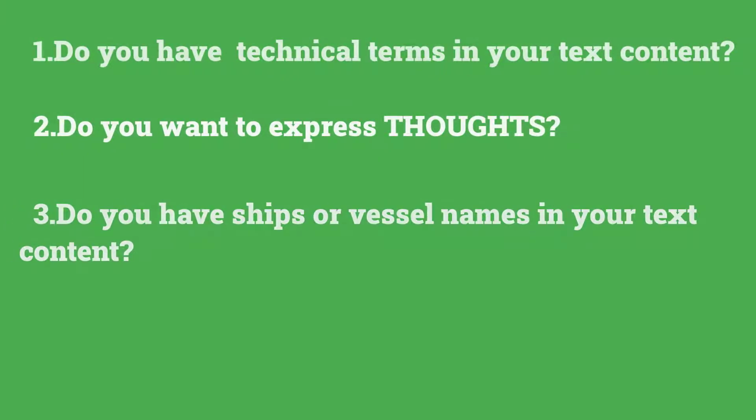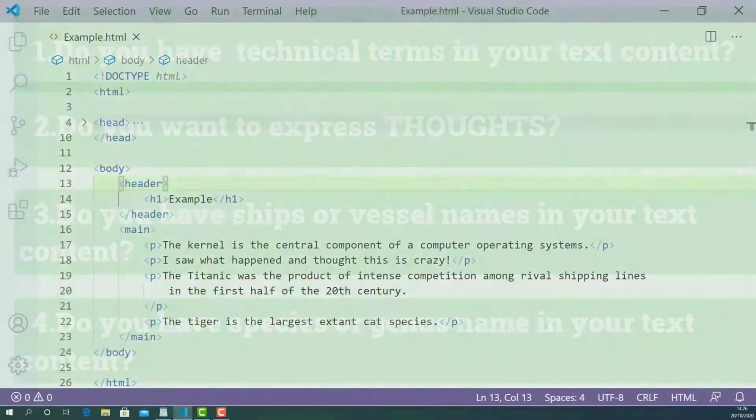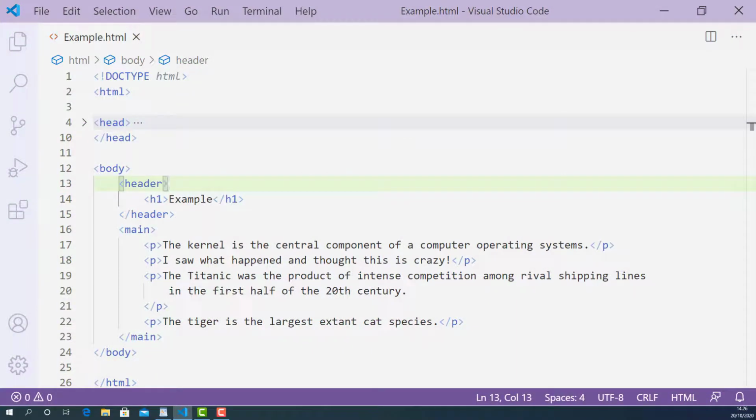Do you have ship or vessel names in your text content? If yes, then you can use the i tag. Do you have species or genus names in your text content? If yes, then you can use the i tag. So these are the most common use cases for the HTML i tag. Now, let's write some code and learn how to use the i tag properly.